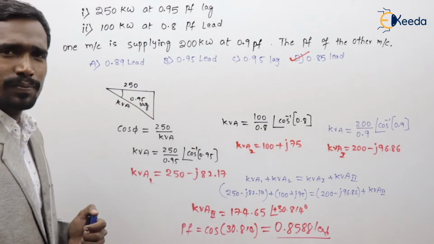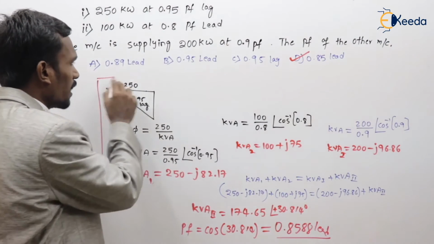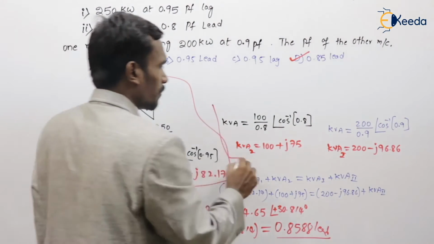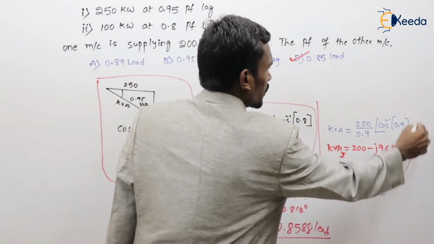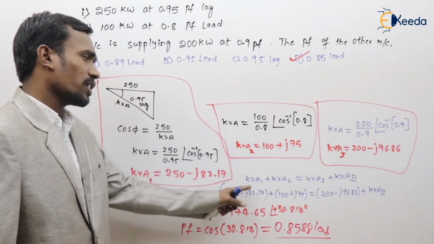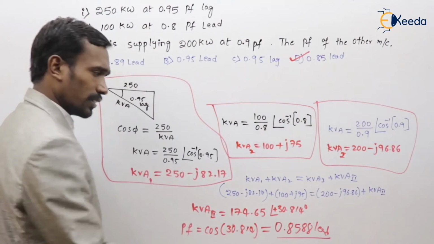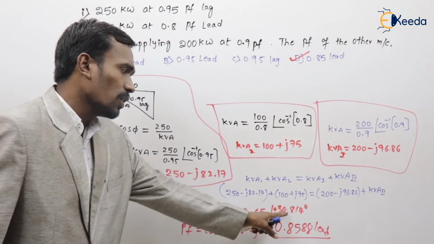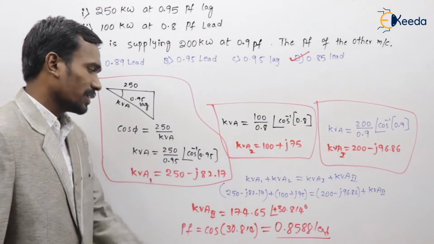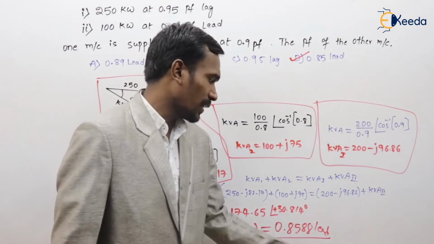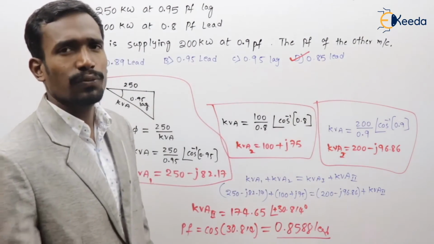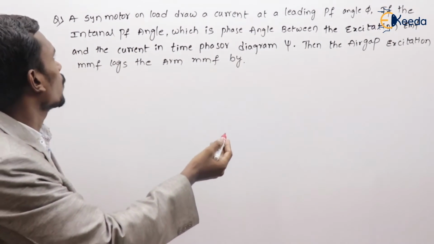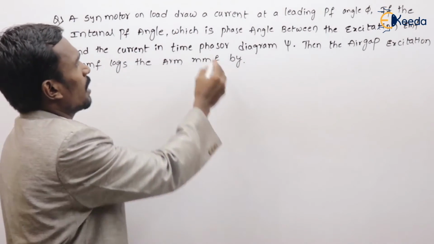So what I did here is calculate the apparent power kVA for the first machine, similarly for the second machine, then the first machine's load sharing and the second machine's load sharing in terms of magnitude and angle. After solving this, we get this value with an angle. So power factor is equal to cos of this angle. Then this is the answer, and 0.85 leading is the correct answer. Let's see the next question. What is here? Synchronous motor on load.